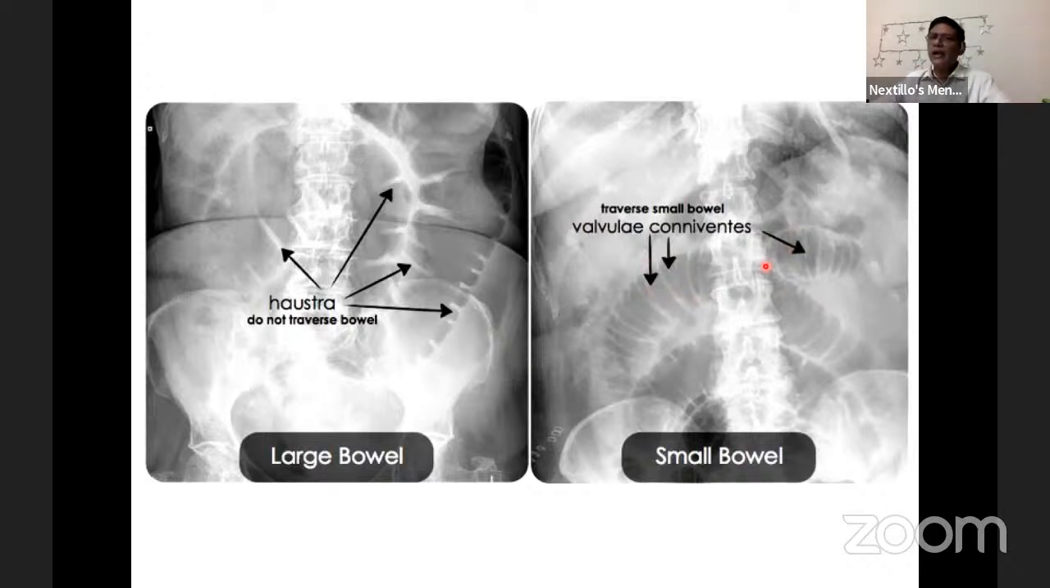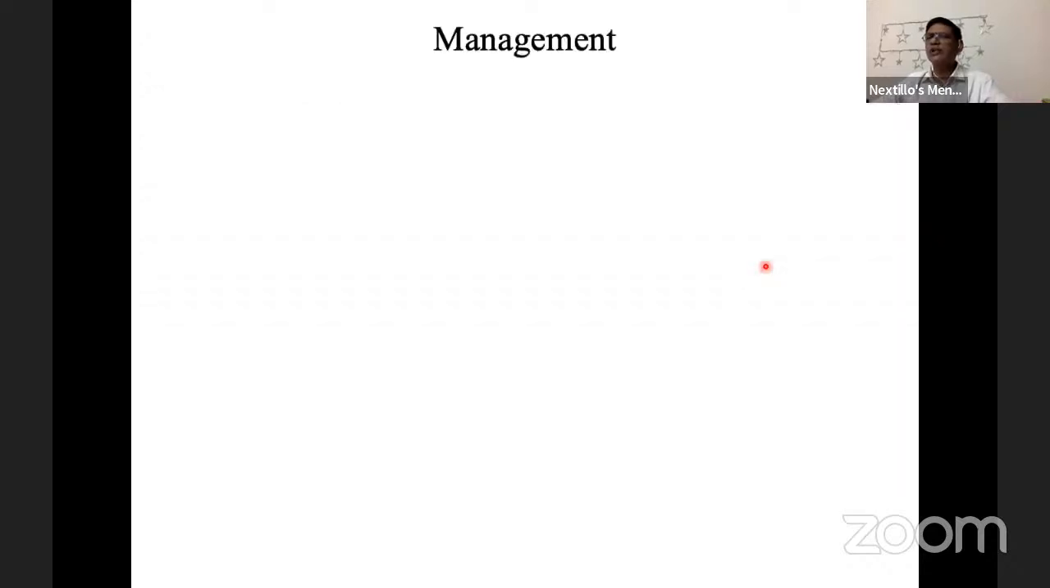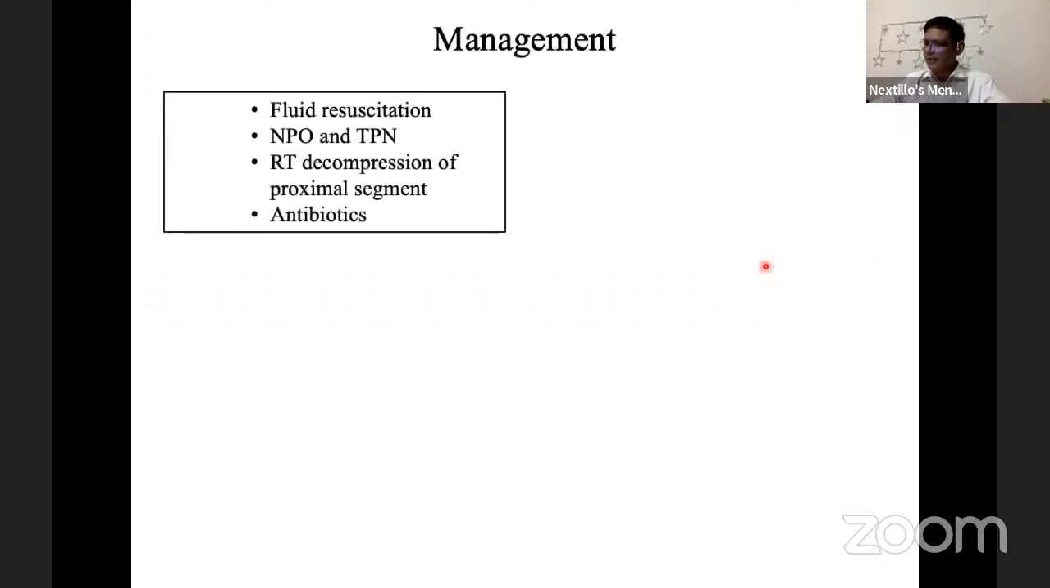Once we have made a diagnosis that this is a large bowel obstruction, the management follows the same guidelines. The patient is to be made nil per oral, total parenteral nutrition should be started, fluid resuscitation should be done, Ryle's tube decompression of the proximal section should be done, and prophylactic antibiotics should be given. As soon as the patient is stable, surgery should be done.